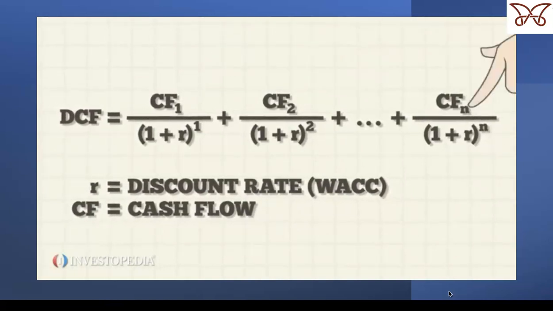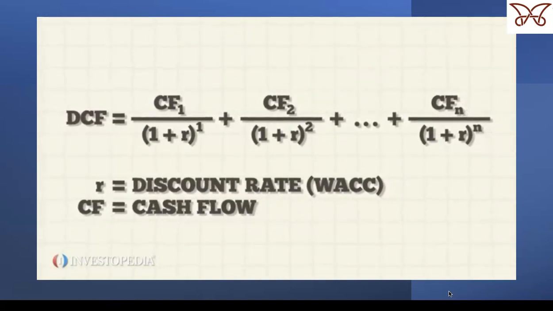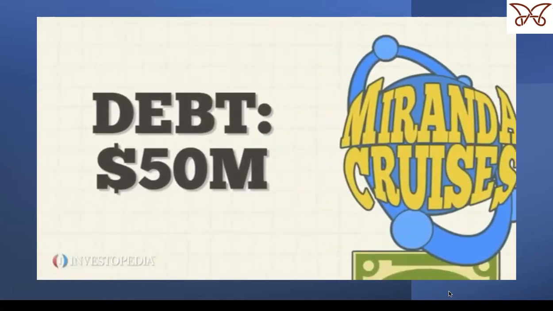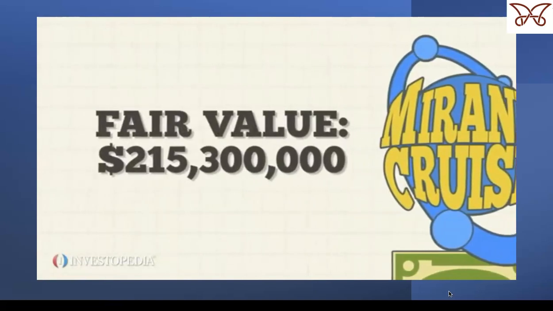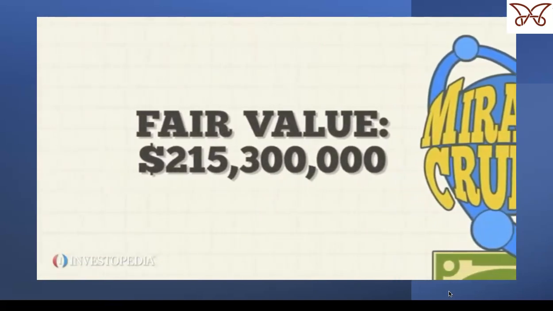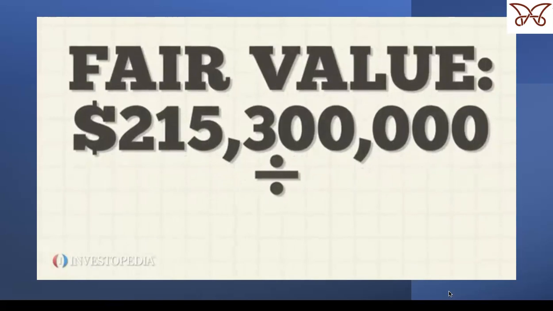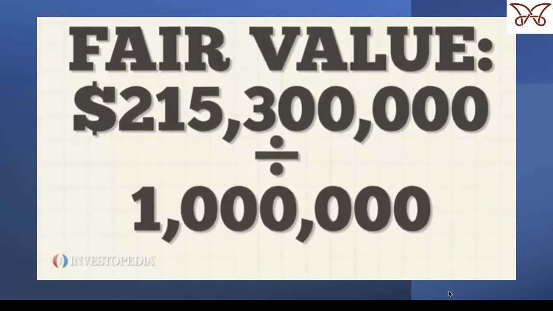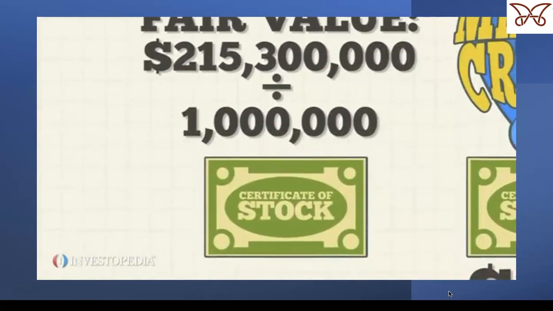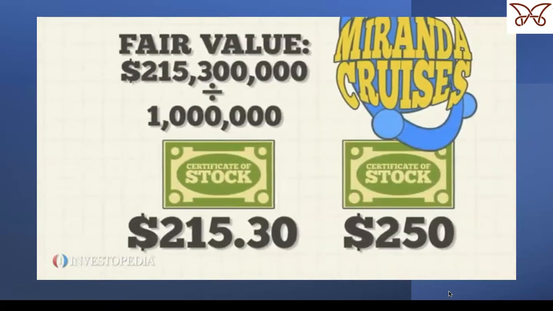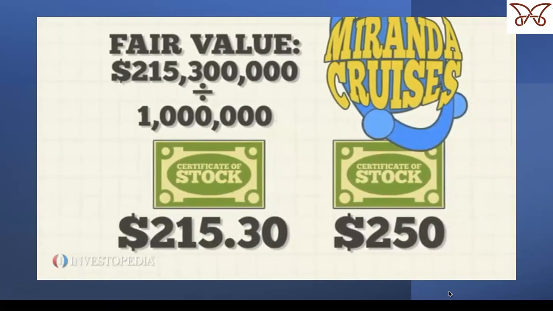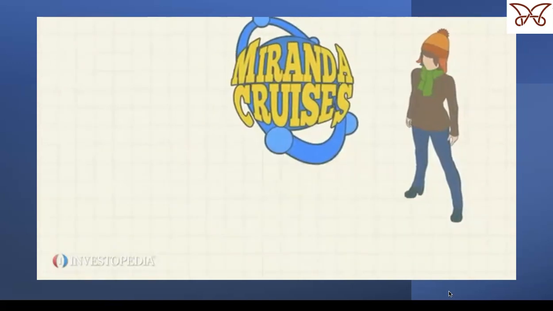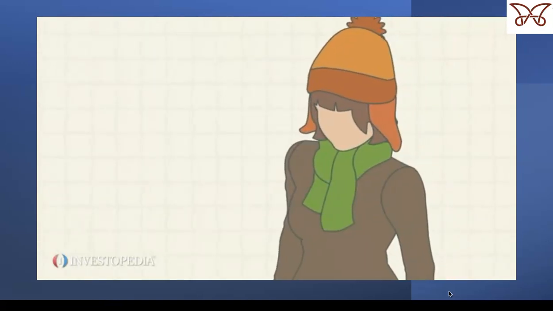Jane uses the formula to calculate enterprise value. She then subtracts the company's net debt from its enterprise value to get its fair value of $215.3 million. Dividing $215.3 million by the company's 1 million outstanding shares, Jane finds that one share of Miranda Cruises is worth $215.30. Since its DCF is below the share price, Jane decides to pass on the investment because the stock looks overvalued.